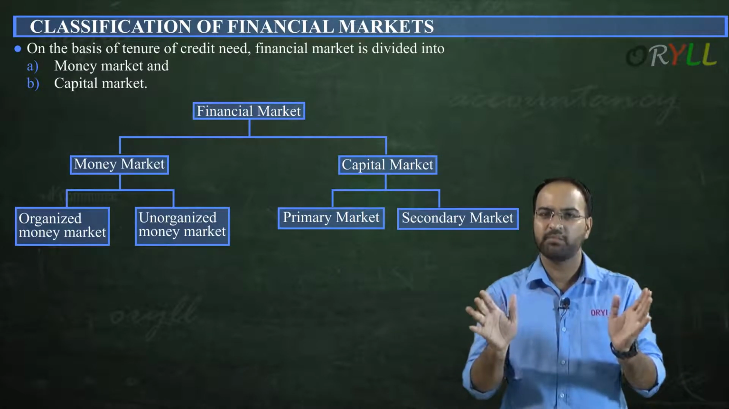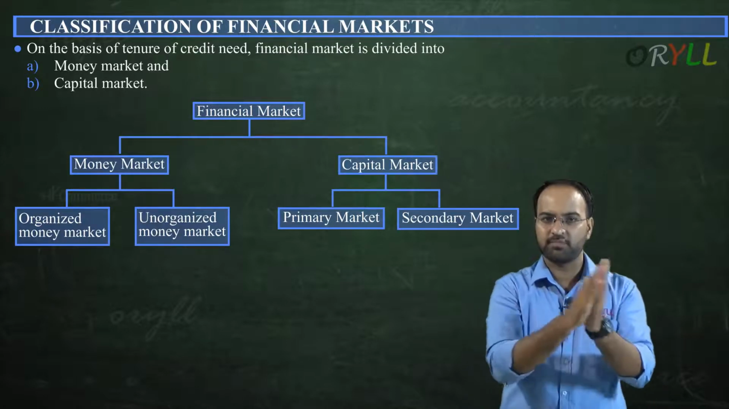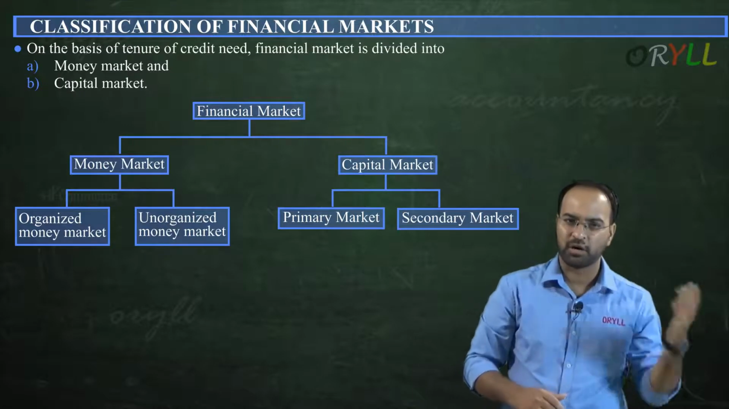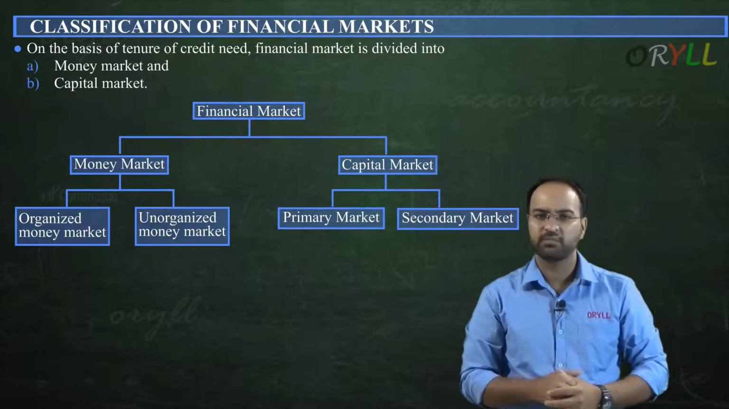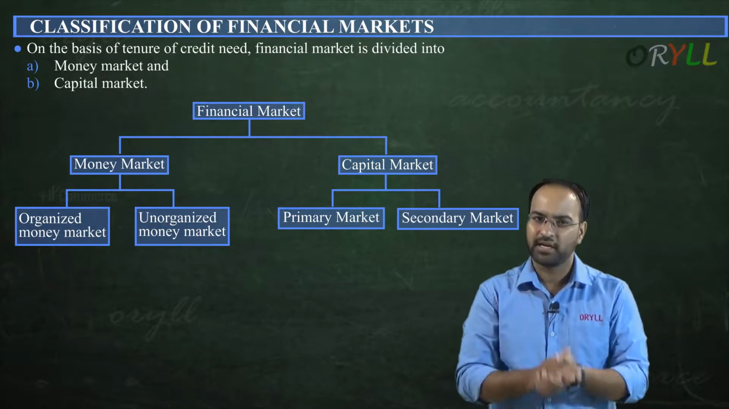So for the time being, remember the classification of financial market. It is divided into two parts: money market and capital market. Money market is again divided into two parts: organized money market and unorganized money market. Capital market is divided into two parts: primary market and secondary market.